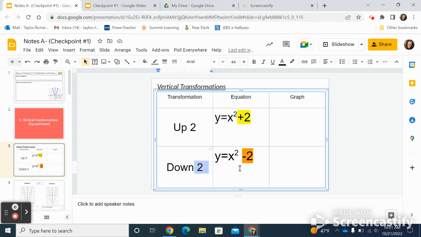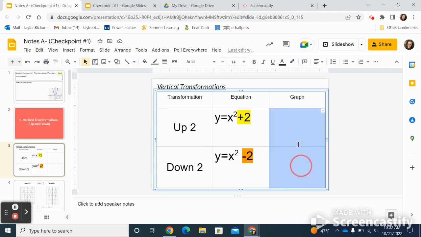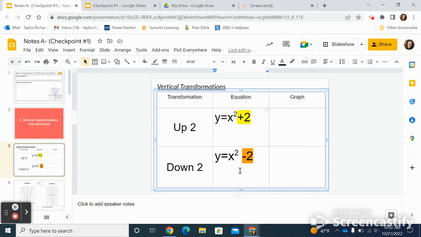Again, I could say down 7 and it'd be minus 7. I could say down 15, it'd be minus 15. It's always that plus for up and minus for down. Now we need our graphs. What does it look like on a graph to go up 2 or down 2?